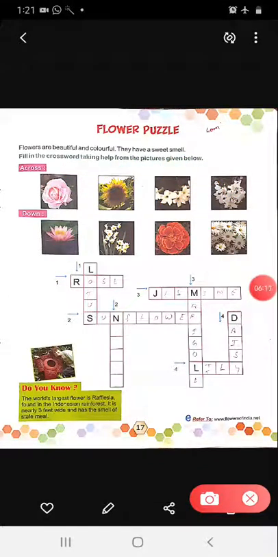The first one is, what is this? This is rose. Rose matlab gulab ka phool. So here you write ROSE, rose.